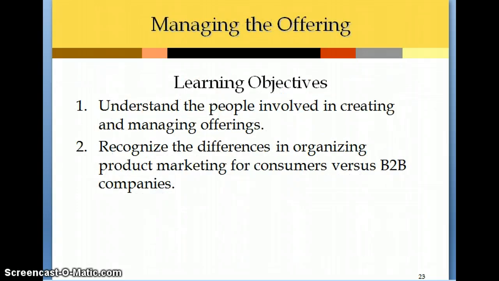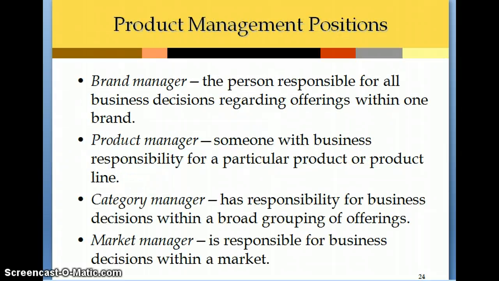Next, we are going to look at how to manage an offering. The product management positions are the following. Brand manager is the person who is responsible for all business decisions regarding offerings within one brand. Product manager is someone with business responsibility for a particular product or product line. Category manager has responsibility for business decisions within a broad grouping of offerings.